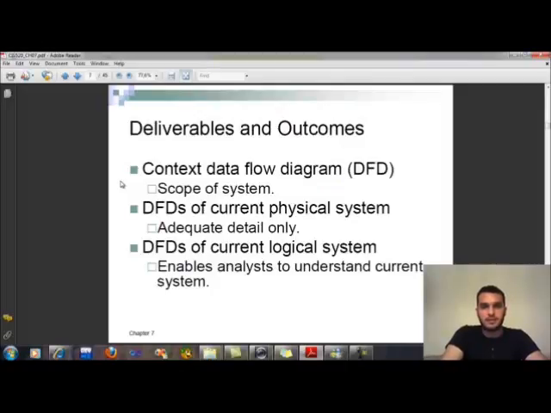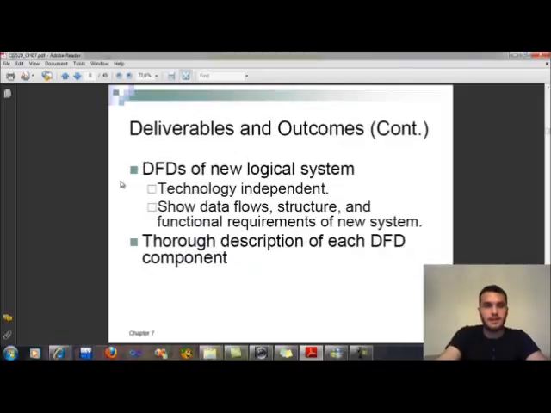What deliverables and outcomes: context data flow diagram, scope of system; DFDs of current physical system, adequate detail only; and DFDs of current logical system, enables analysts to understand current system. And deliverables and outcomes is continuous, and DFDs of new logical system, technology independent, show data flows, structure, and functional requirements of new system through description of each DFD's components.